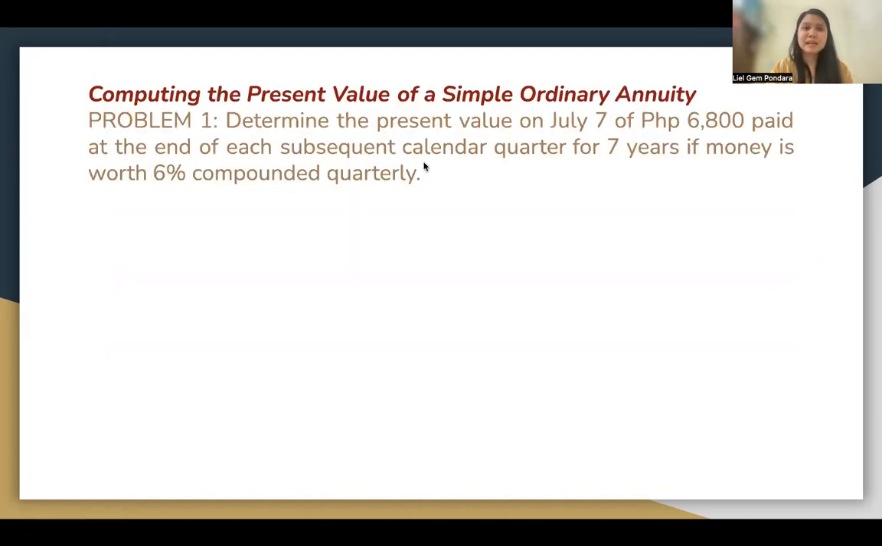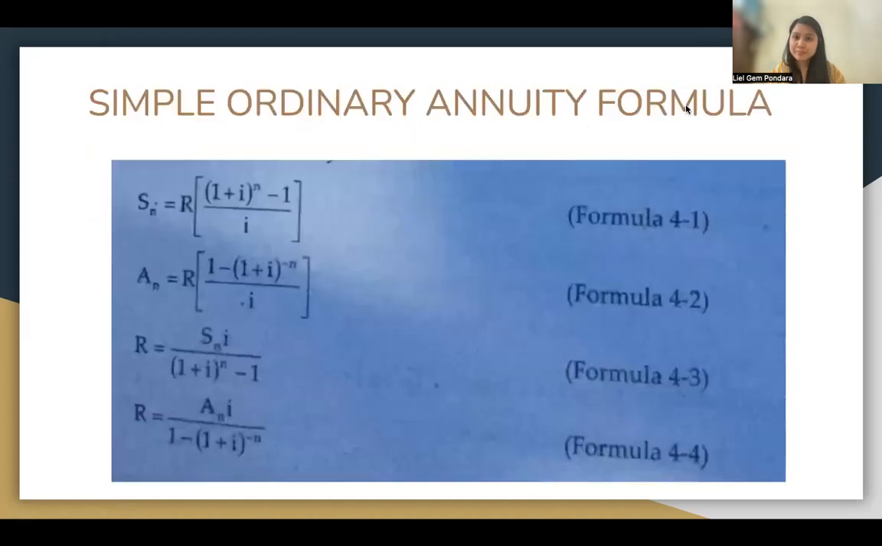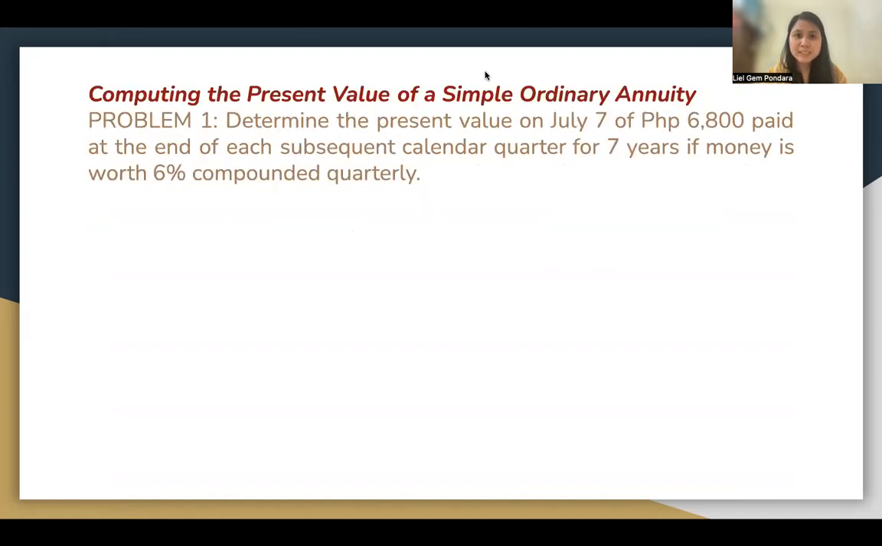Now let us start. Determine the present value on July 7 of 6,800. What is that 6,800? R, ma'am. R. Paid at the end of each subsequent calendar quarter for 7 years. This is our time. Money over 6%. That's our J. Compounded quarterly. So what is our M?